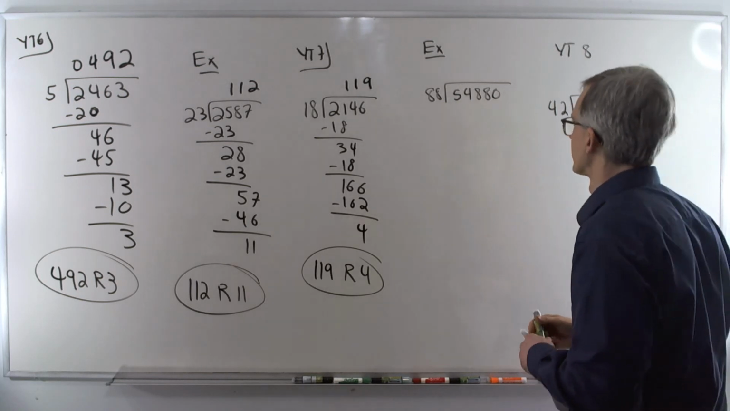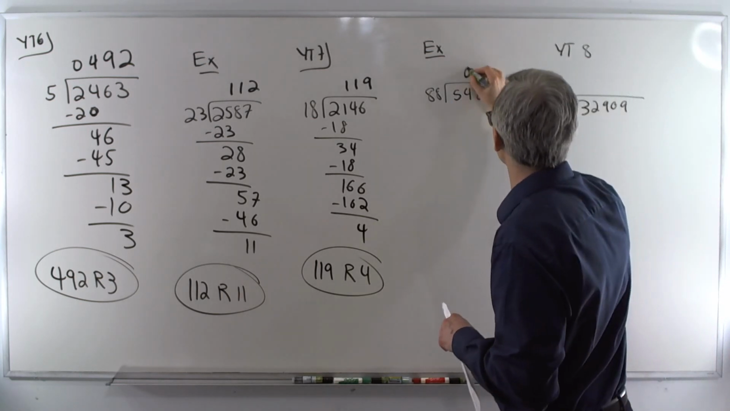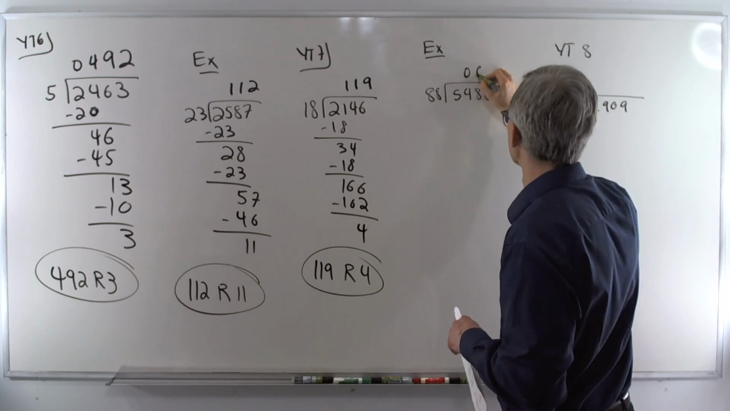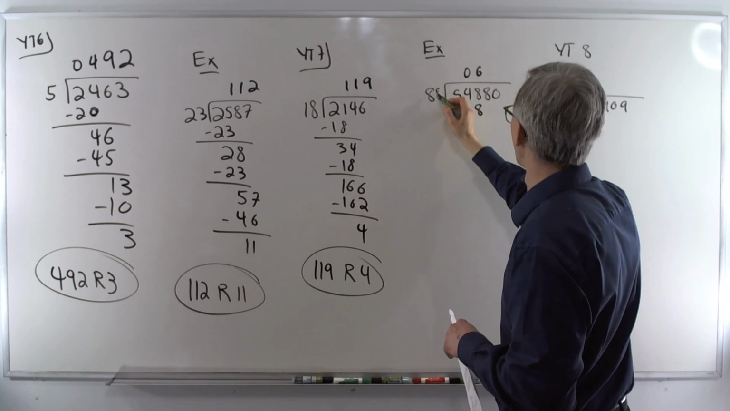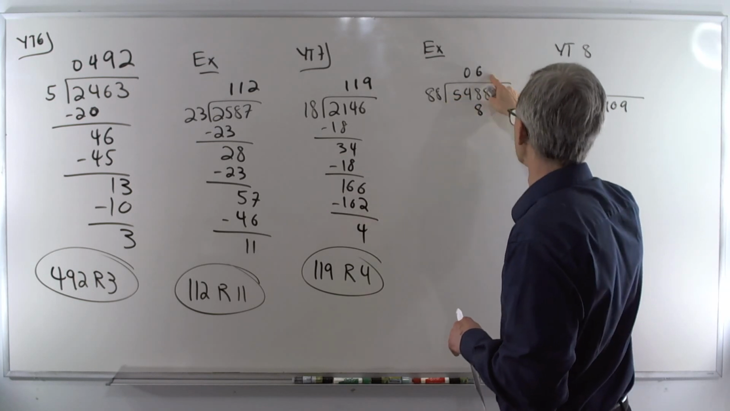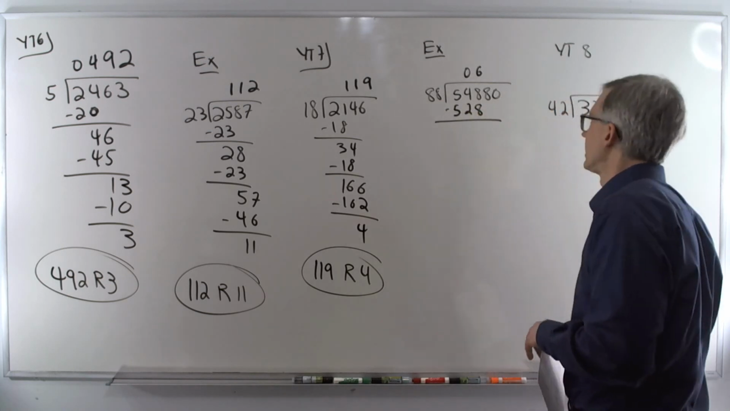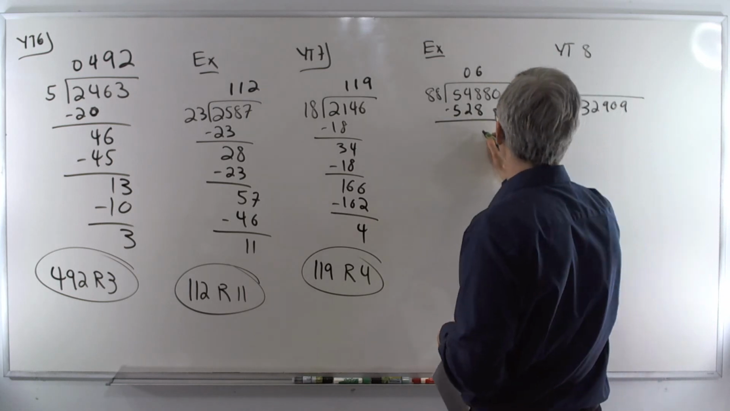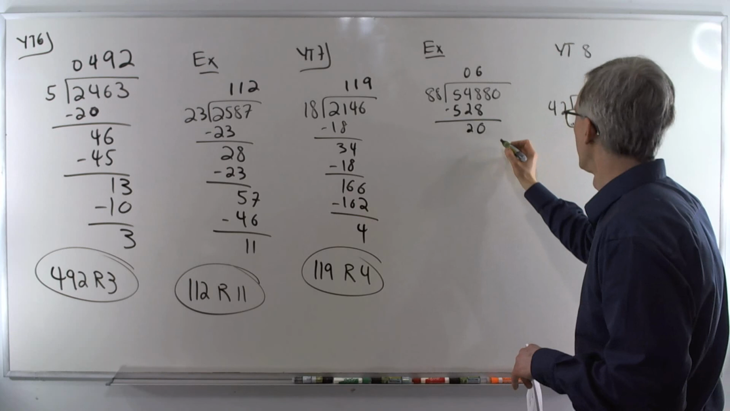So let's try a 6. All right, 88 doesn't go into 5 or 54. 0 there, we're going all the way into 548, and we're going to try a 6. All right, 6 times 8 is 48. Carry the 4. 6 times 8 is 48, plus 4 is 52. So a 528. All right, now subtract. Get a 0 here, a 2 here, so 20 is left, and then bring down the 8.